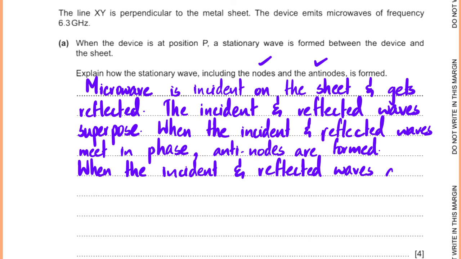So I know that nodes are always going to be there, right? It's always going to be at the same position, whereas antinodes could either be up or down. So the nodes are formed where the waves are always out of phase. So when the incident and reflected waves are always in antiphase, so exactly out of phase, or you can also use angles here, nodes are formed.